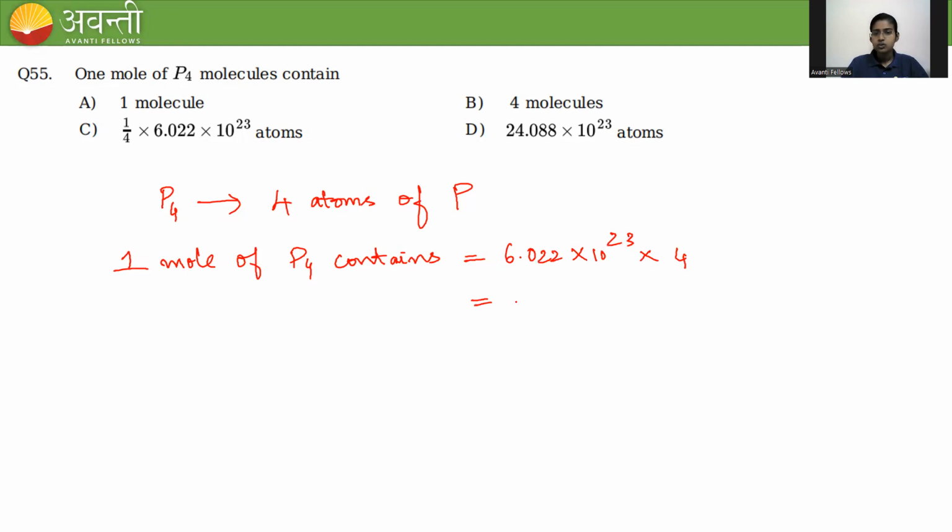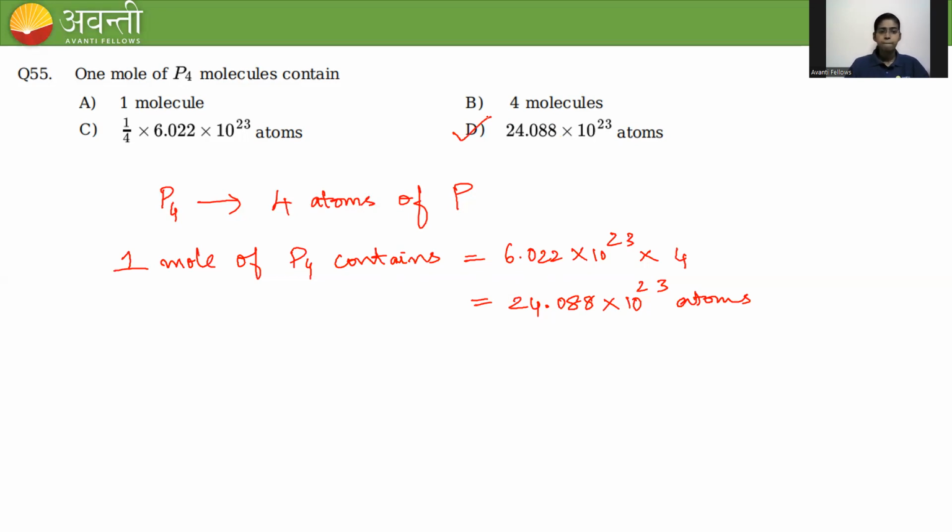Okay. So which is equal to 24.088 into 10 to the power 23 atoms. Got it? So 1 mole contains this many number of atoms. So just we have to multiply the given number of atoms present in that molecule with the Avogadro number. We will arrive at the answer. Okay, so option D is the correct answer for this.